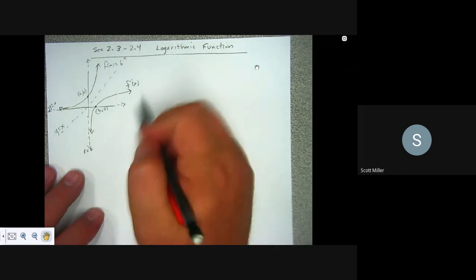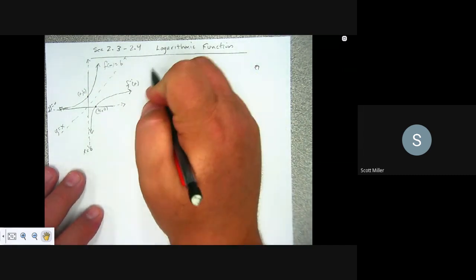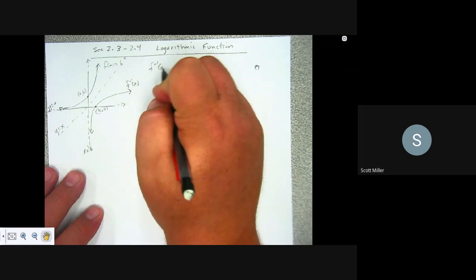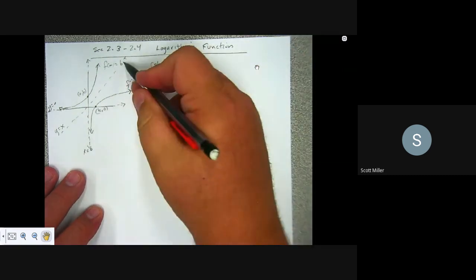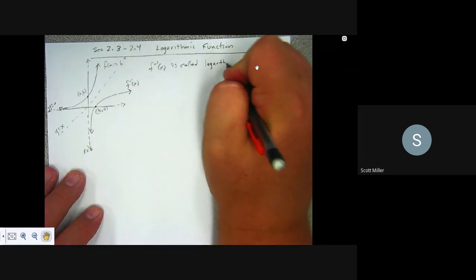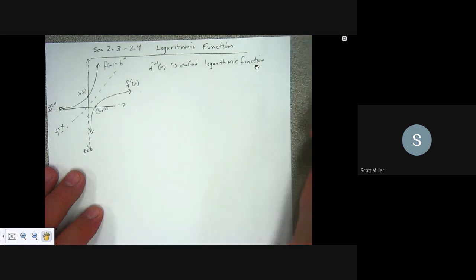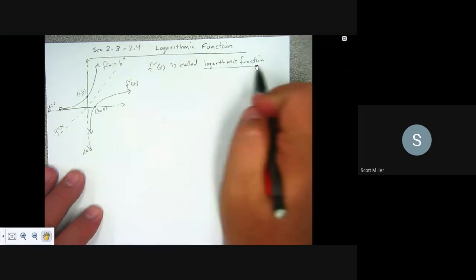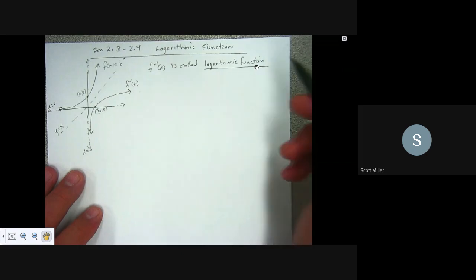So what is this inverse thing called? This inverse, f inverse of x, this was an exponential, this one is called a logarithmic function. That's what it's called. We just abbreviate that to call it a log function. And here is our definition.